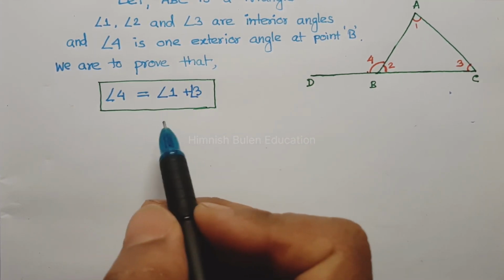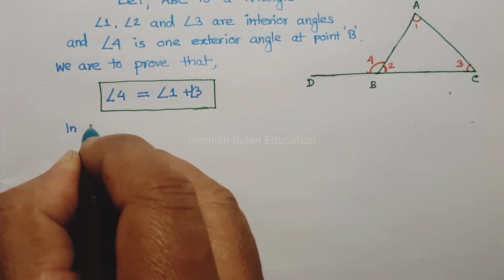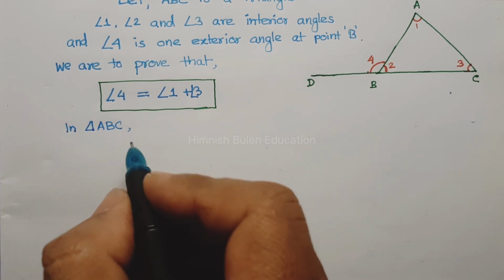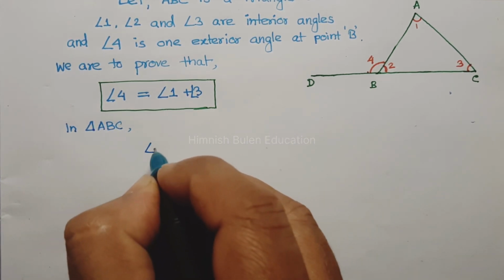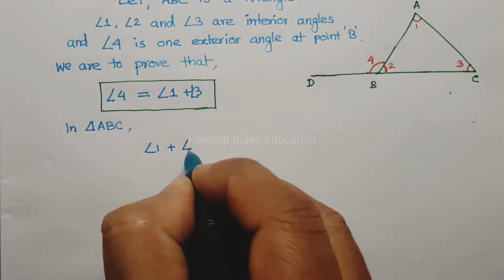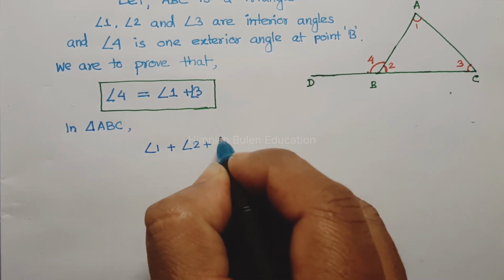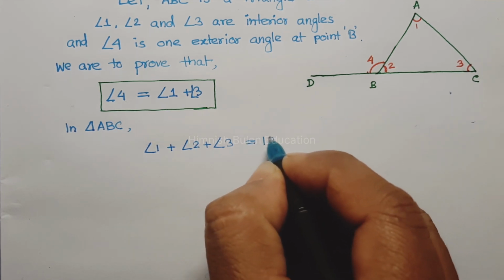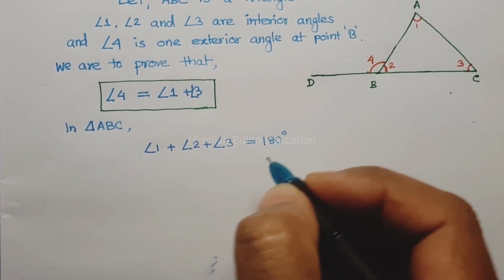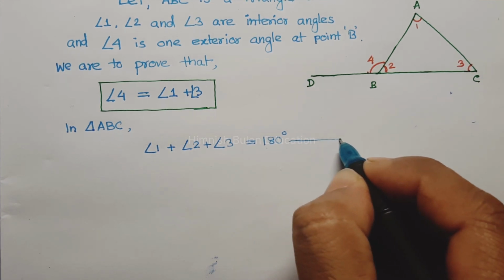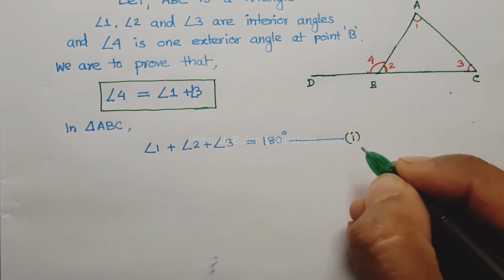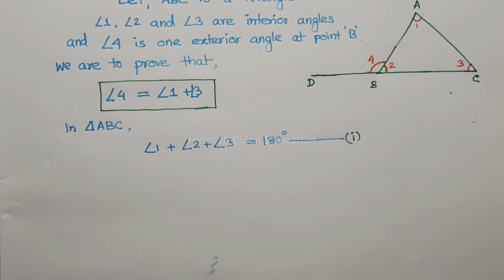Now let's proceed. In triangle ABC, what we will find? Angle 1 plus angle 2 plus angle 3, all the three interior angles, equal to 180 degrees. So let's consider it as equation 1. Okay. Now why is it so?